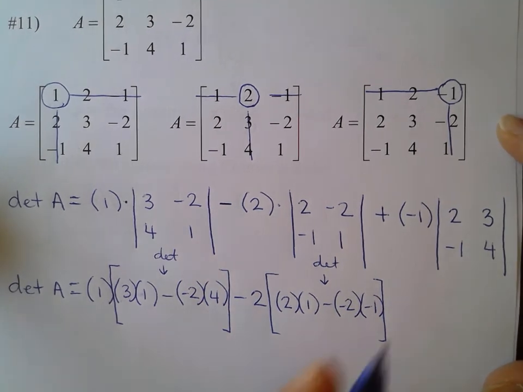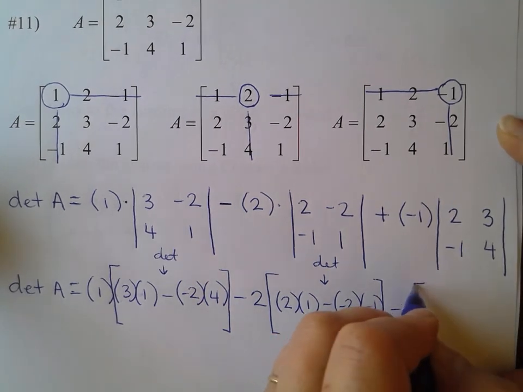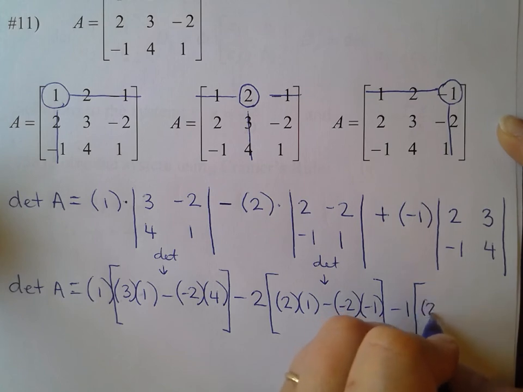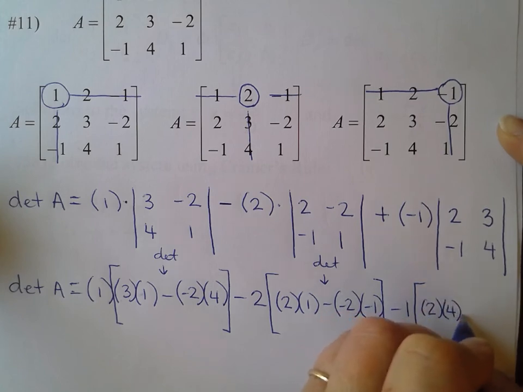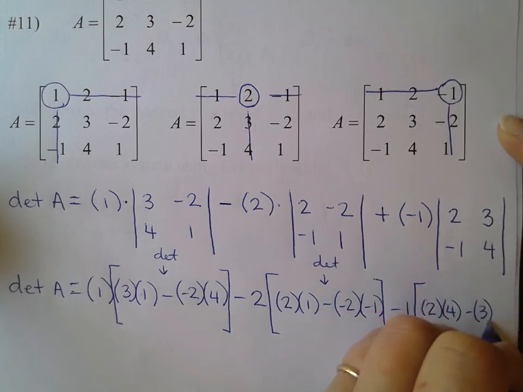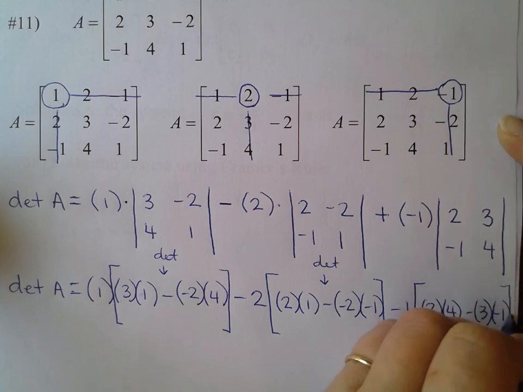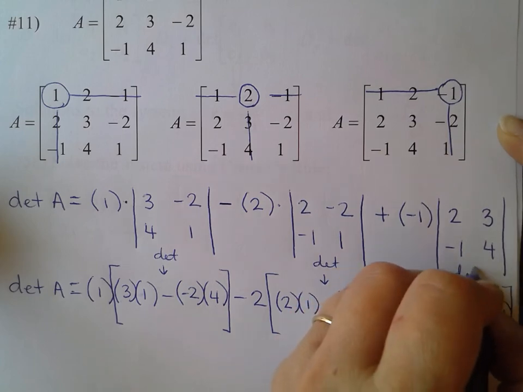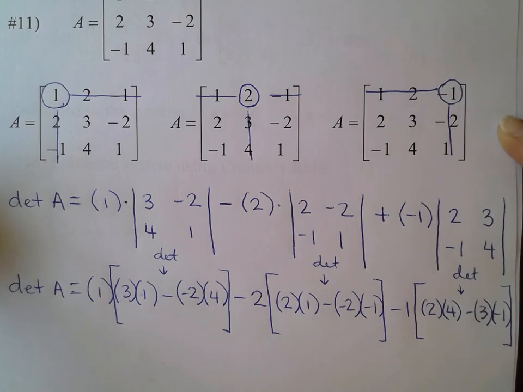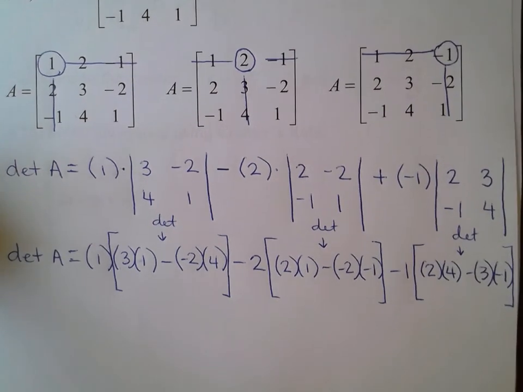Okay, and then I'm going to have -1 times 2 times 4 minus 3 times -1. That's the determinant. Okay, now we just need to crunch the numbers.